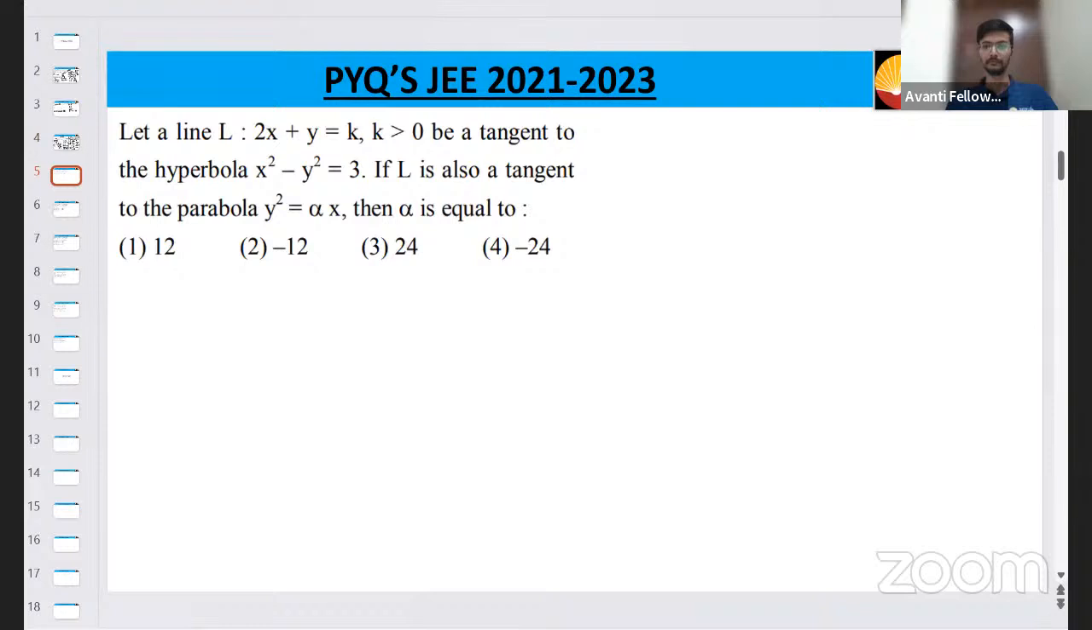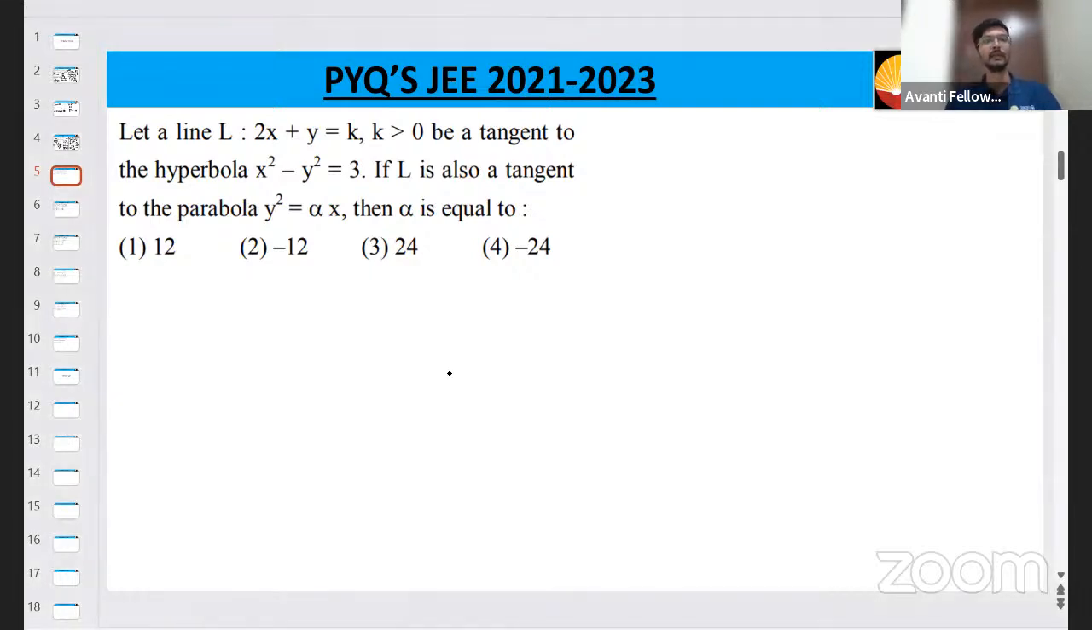Here it is. I stop purposefully so that you can read the question. So I'm giving time to read. Use that time to read the question. Let's see. I hope you are done reading.